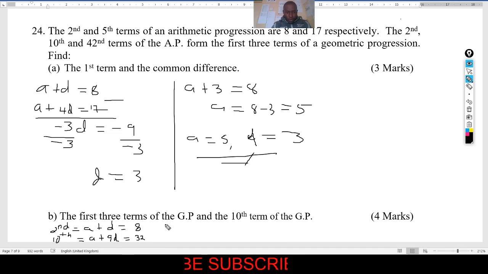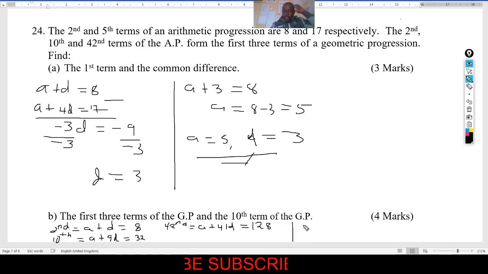Then we are told that the fourth second. So the fourth second will be equal to A plus 41D, which is equal to A is 5 plus 41 times 3. That is 5 plus 123, that is 128. So it gives 128. So those 3 terms, they form the first 3 terms of the geometric.